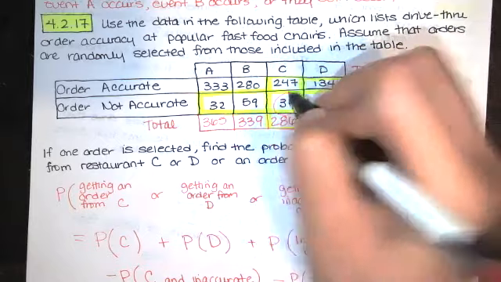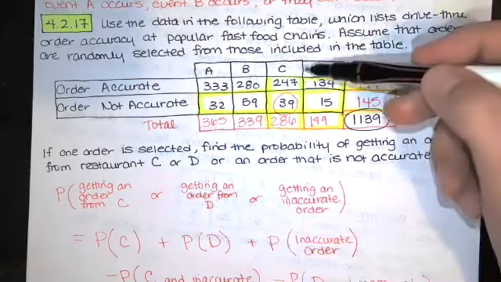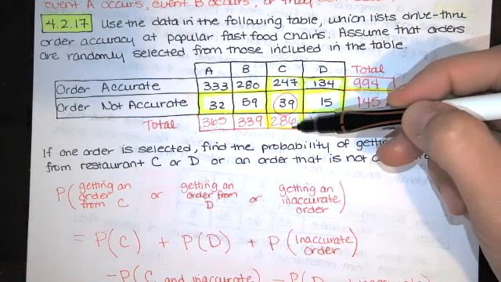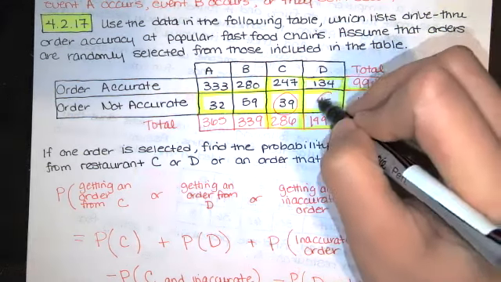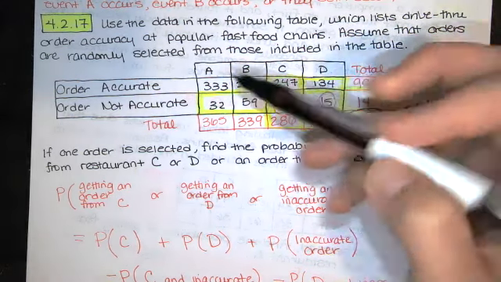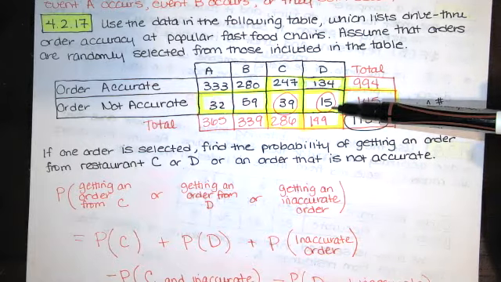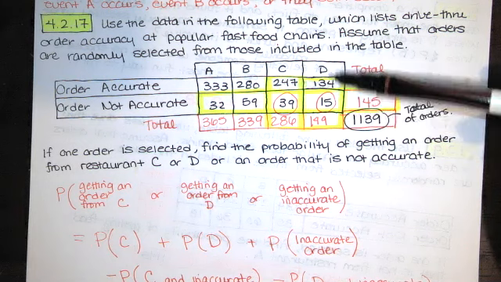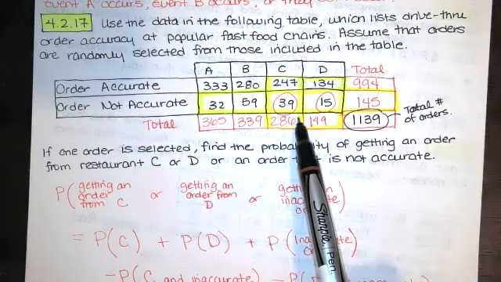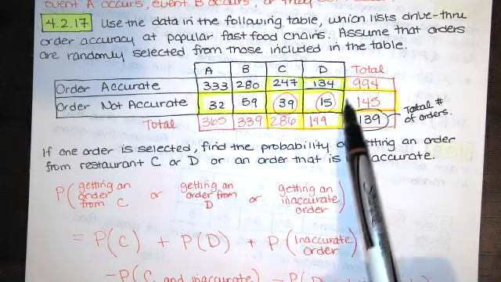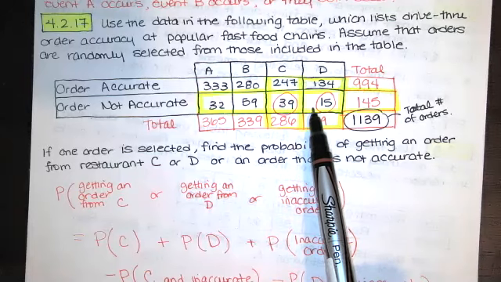I'd be counting that 39 twice, because I'd be counting those 39 inaccurate orders from restaurant C when I come up with the number of orders from restaurant C and the number of orders that are inaccurate. And I'd be counting these guys twice because, well, I've got inaccurate orders from restaurant D here, and they're also from restaurant D. So I'd be counting them in this number and this number, and also in this number. So these guys have been counted twice. So we're gonna have to subtract them.